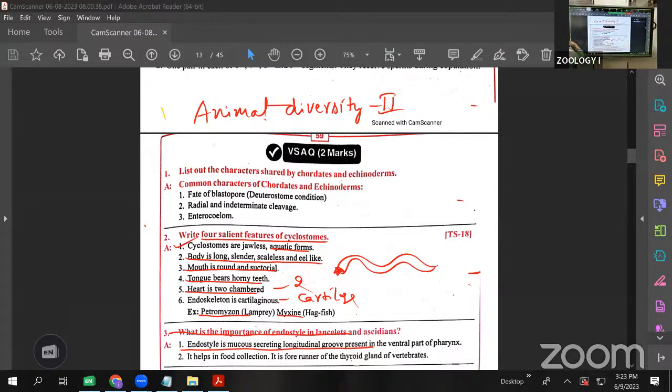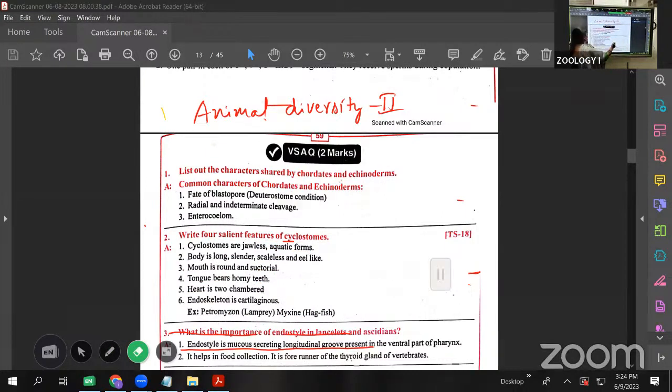Here, what are the features of the cyclostomes? Simply aquatic forms. They are long, slender, eel-like. The mouth is round and suctorial, the tongue bears horny teeth, and the heart is two-chambered. The endoskeleton is cartilaginous. Here, next. This is about the general characters of the cyclostomes. Petromyzon and Myxine are the examples for the cyclostomes.